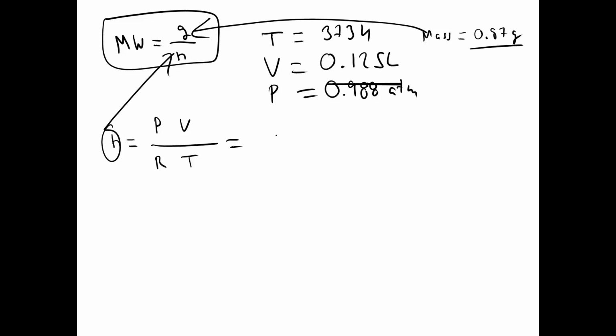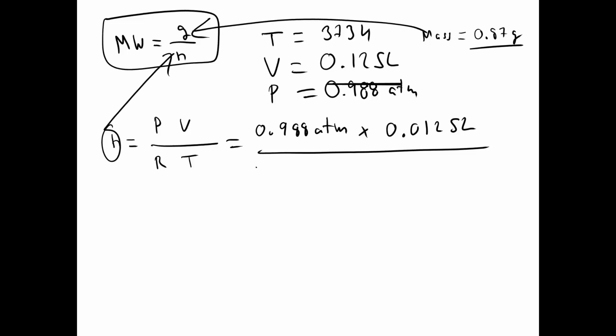So let's plug this in. So we have 0.988 atm times 0.125 liters divided by the ideal gas constant, 0.0821 liter atmospheres per degree Kelvin mole, and then the temperature, 373 Kelvin. Kelvin cancels.